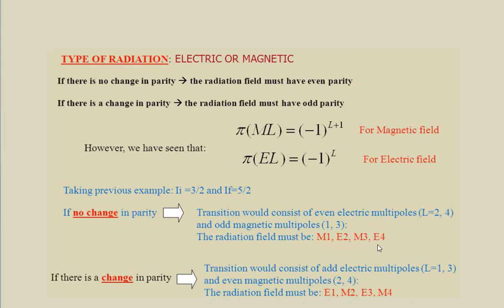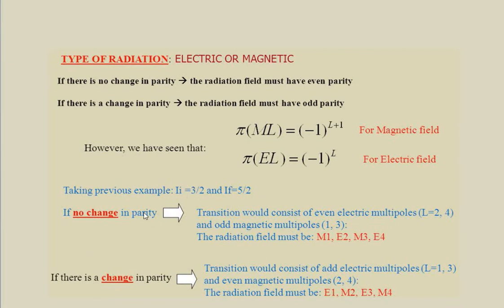There is a general rule for that: lower multipole transitions are most probable. So M1 will be more probable than the other types of radiation. The prominent type of radiation is M1. So that is about this condition.